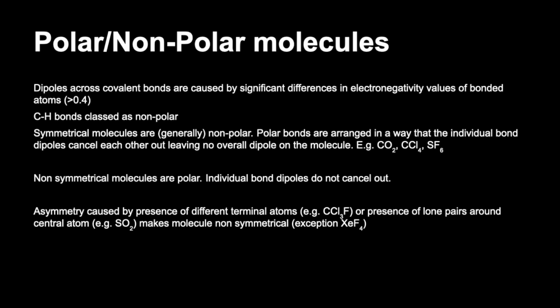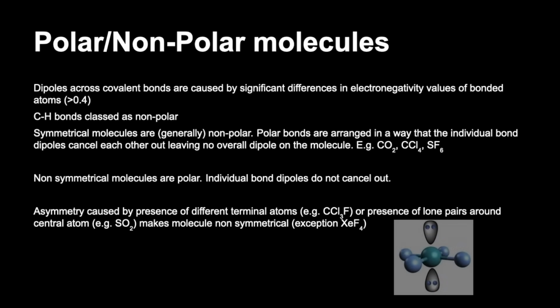Now there is one exception where you've got lone pairs around the central atom and the molecule is non-polar, and that's XeF4, xenon tetrafluoride. So there's a picture of it there. You can see that the fluorine atoms are arranged around the middle in a square plane, and the 2 lone pairs that are on the central xenon, one's pointing up and one's pointing straight down, so their effects cancel each other out. So that molecule would be non-polar.